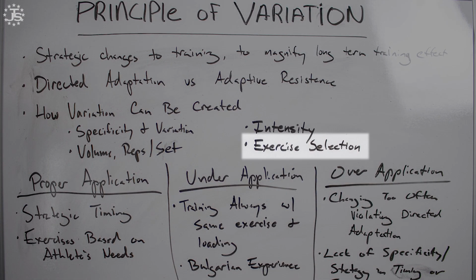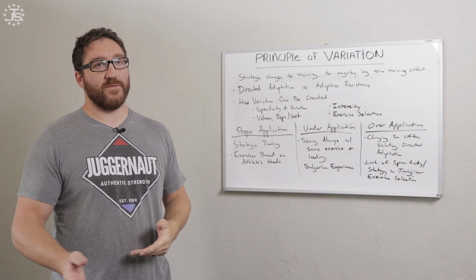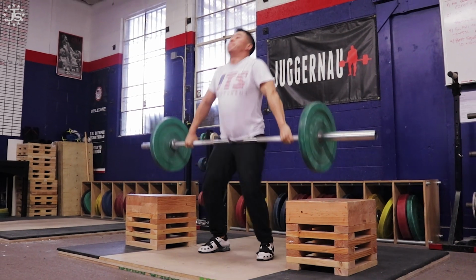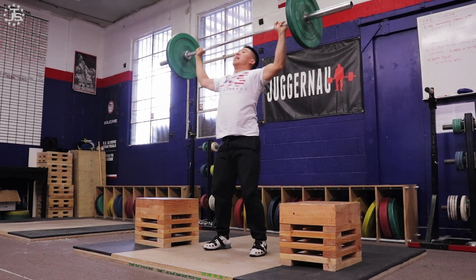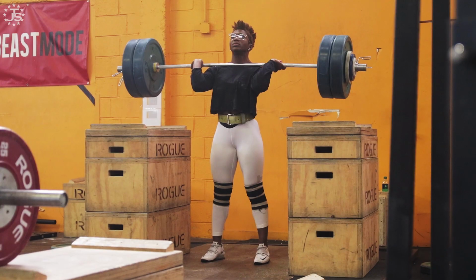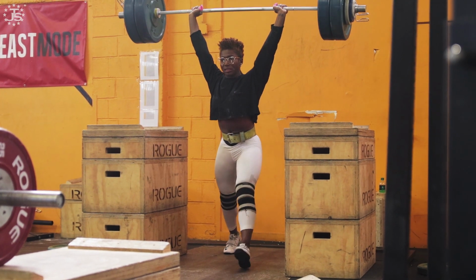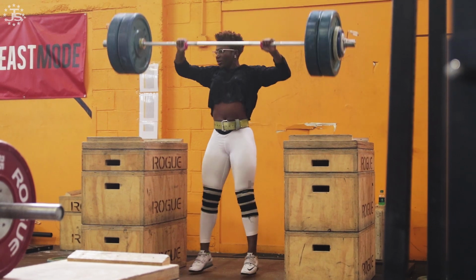Exercise selection. This is the more classical, most well-known form of variation, in that we may use maximum intensities, we may use the same volumes and training stimulus we have before, but the exercise is different. Changing the position of the lift: snatches from blocks, snatches from the hang, any number, 100 variations for each of these lifts, clean and jerks from deficit, etc. Changing the structure of how the lift is executed will make it less specific and give it more variation.